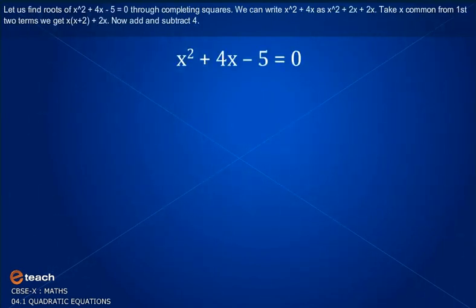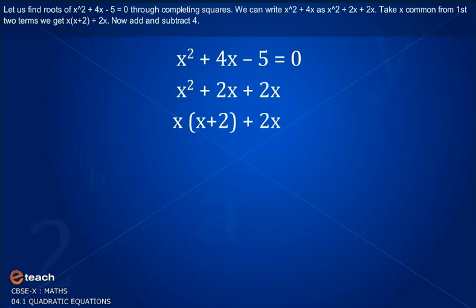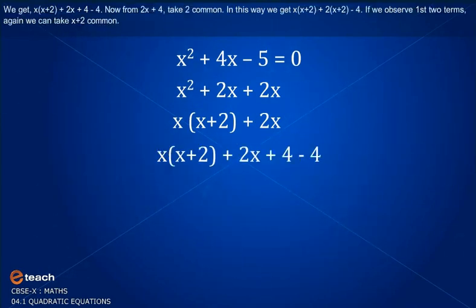Let us see some examples of it. Let us find the roots of x square plus 4x minus 5 is equal to 0. Through completing squares, we can write x square plus 4x as x square plus 2x plus 2x. Take x common from the first two terms, we get x into bracket x plus 2, plus 2x. Now add and subtract 4. We get x into bracket x plus 2, plus 2x plus 4 minus 4. Now from 2x plus 4, take 2 common. In this way, we get x into bracket x plus 2, plus 2 into bracket x plus 2, minus 4.